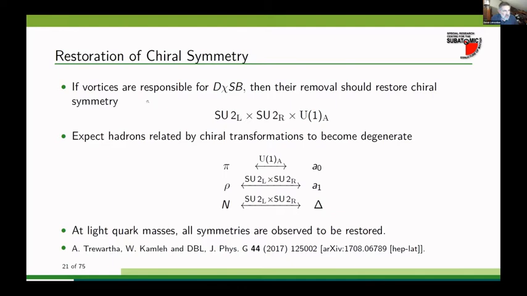The other thing we looked at was the restoration of chiral symmetry. So we were expecting hadrons related by chiral transformations to become degenerate. So these are the pairs we looked at. We did an extensive analysis. It's published here. I won't show you the results because it's too boring to look at all of these mass plateaus. But what you do need to know is that at light quark masses, all symmetries were restored. At heavier quark masses, where you have explicit chiral symmetry breaking from the quark mass itself, we had an interesting phenomenology that looked like non-interacting constituent quarks.